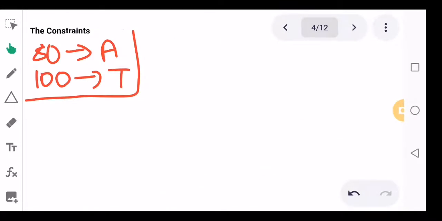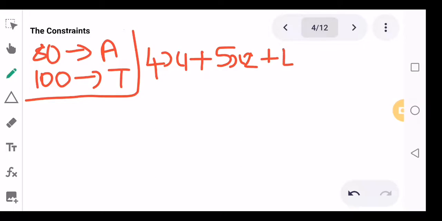Equation with regard to the constraint. The first equation will be 4x1 plus 5x2 plus 4x3 less than or equal to 80.